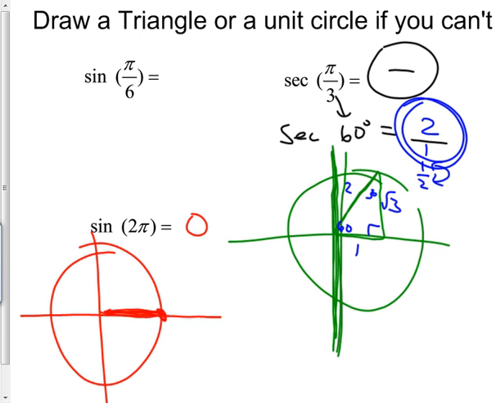What point is there? 1, 0. And then what is sine? The x or the y? The y. And that's how I could also figure out that the answer is 0. Okay? Because 360 goes right over here. And that's a point over there. There's no triangle because it's flat. All right.